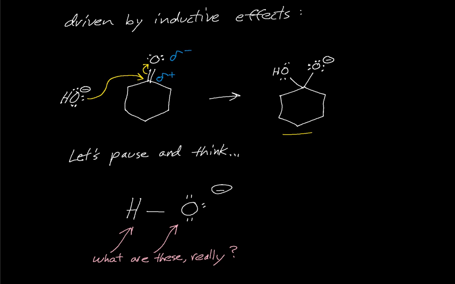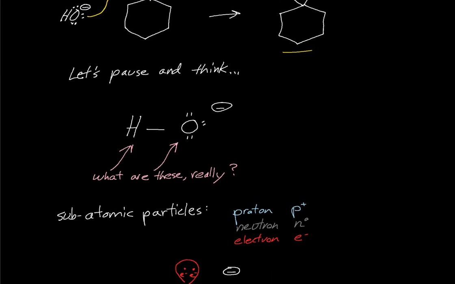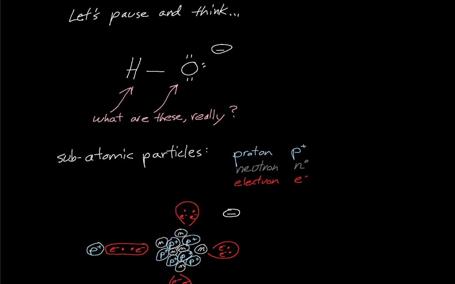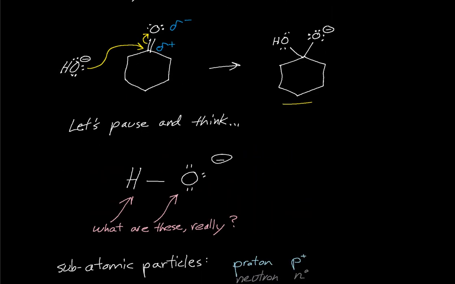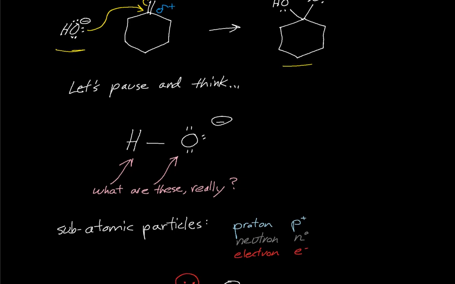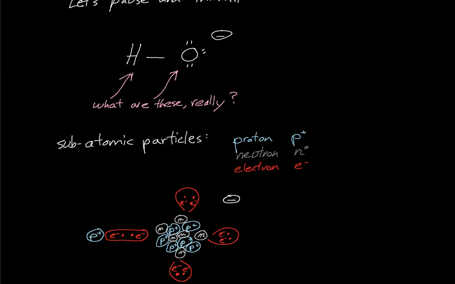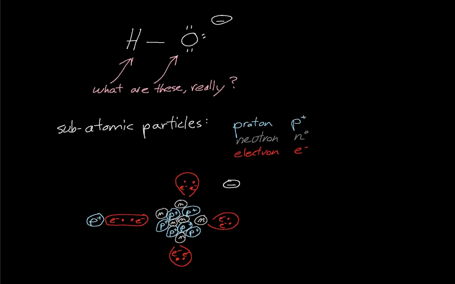So I just want to delve into some of this one more time, a little bit more. Let's pause and think, what are we really seeing with this hydroxide ion in a reaction like this, or similar reaction? So, what is the H? We know that the bond is a pair of electrons being shared. We know what the lone pairs are. What is the H and the O really?